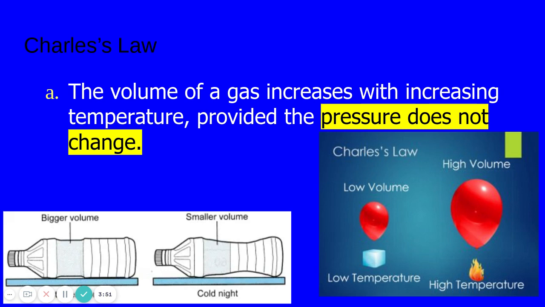Then we have Charles' law. Now, Charles' law says the volume of a gas increases with increasing temperature, provided the pressure does not change. Okay, so what do we know? As particles start to heat up, what happens to the speed? Right, they increase. Okay, so if I increase the temperature, the particles start to move faster. And therefore, if they were to run into the side of a container, you would have more force.